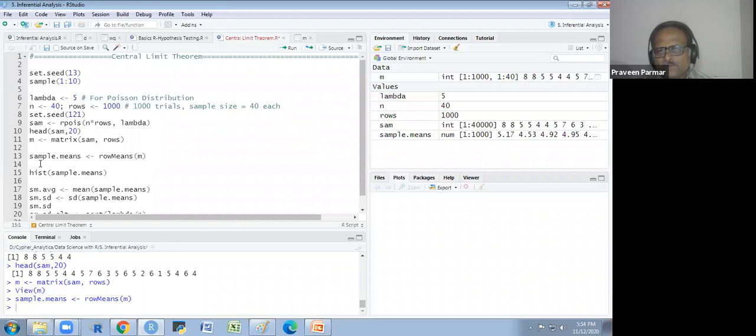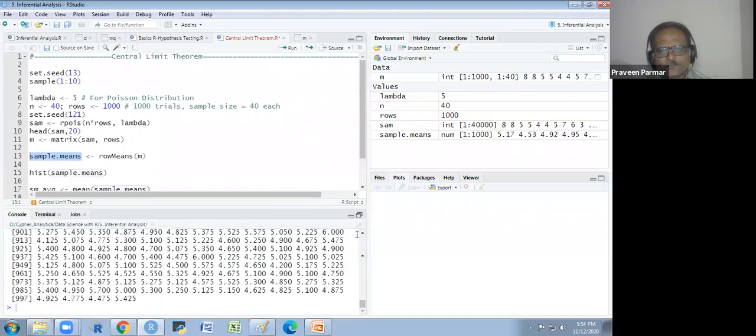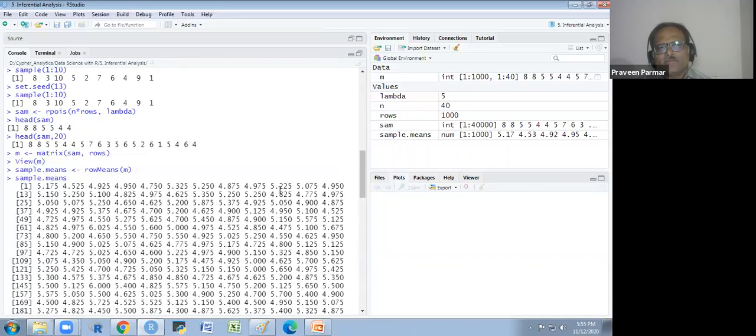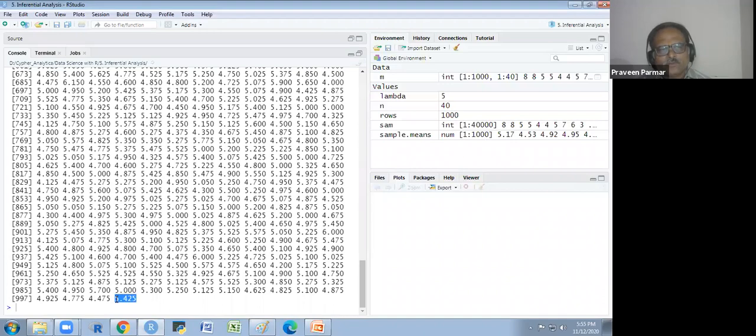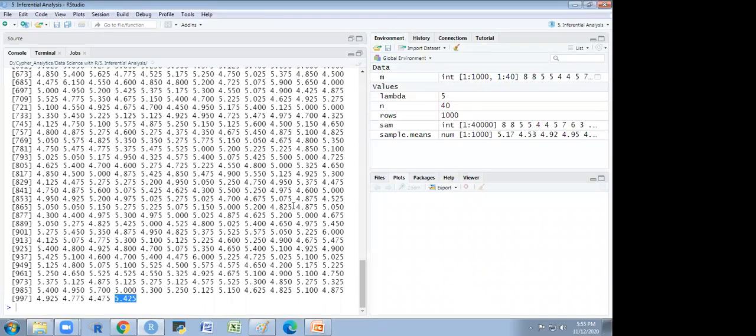If you want to see these means, I could show you the head of it. I could print all 1,000 means, but it will take too much space. You see, this is the 1,000 means I have got. For each row we have one mean. This is for the first row, this is for the second row. We have 1,000. Got it? Yes, sir.